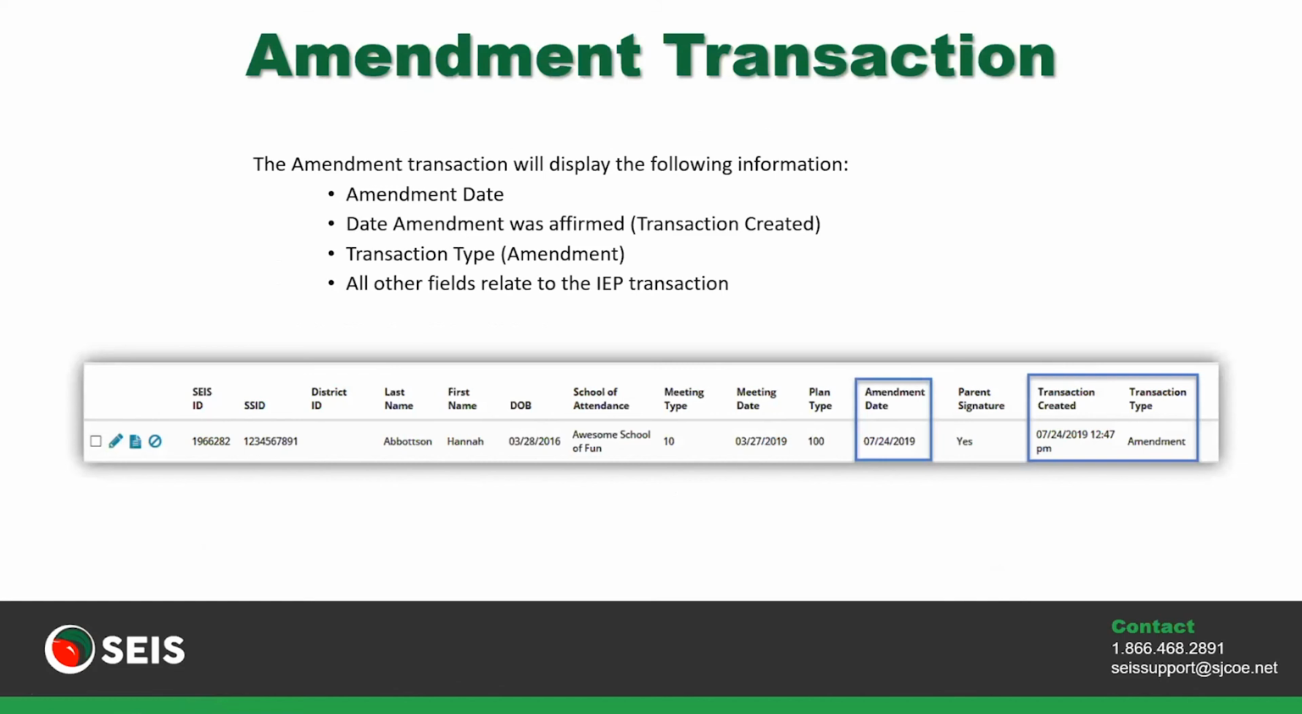And this is what that amendment transaction looks like. What this is saying is that on this date was the actual meeting. So we held an initial on March 27th, and then on July 24th, we held an amendment to that meeting. And this is an amendment transaction. So again, that's what that transaction looks like, how it's created, and then how it's submitted to CalPADS.